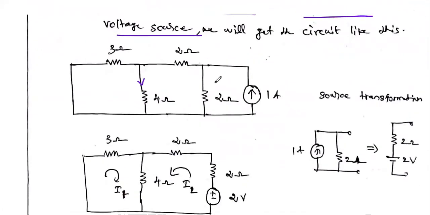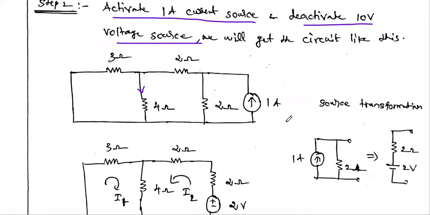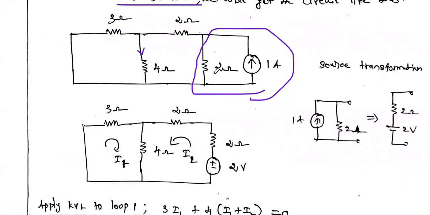Here there is a 3 loop circuit. Now we are going to see how to apply the source transformation technique, since you see this 1 amp source and 2 ohm resistor are connected in parallel. The 1 amp source connected in parallel with the 2 ohm resistor, you may convert into a voltage source in series with a resistance using the source transformation technique.